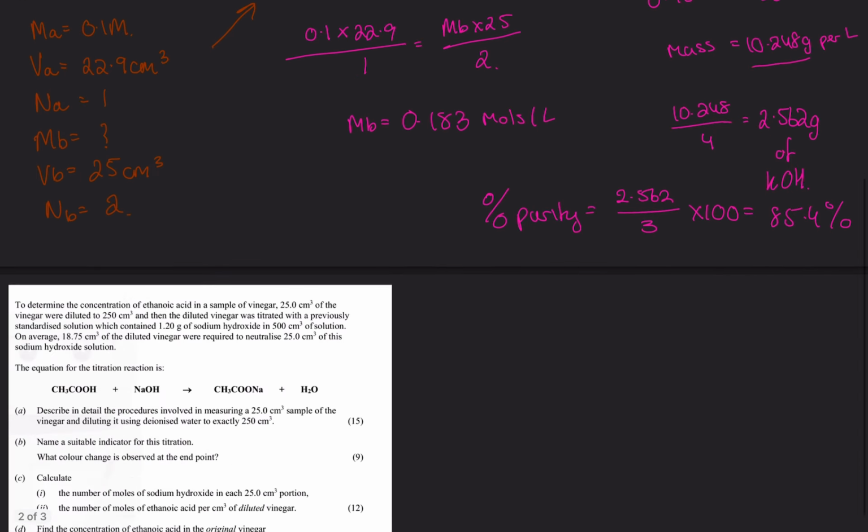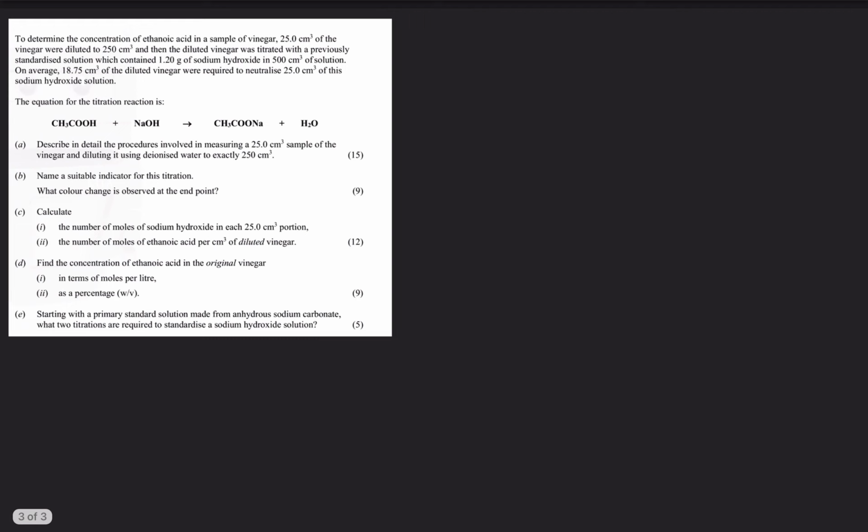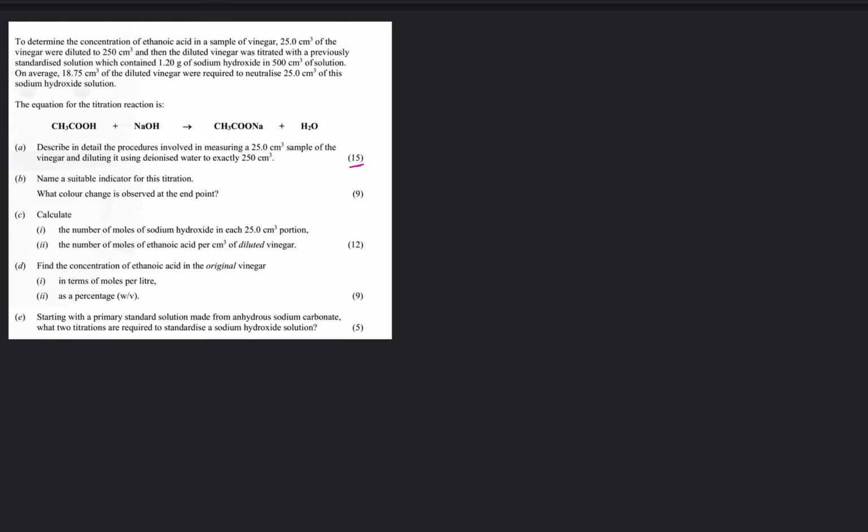Okay, let's take a look at the next one. Again, you can pause, maybe write out what you think is important in the question, and even give it a go. So the first 2 questions are procedural questions. When there's a 15-mark question, you usually know that you should write about 5 points, all at 3 marks each. But you can write a paragraph and just go into detail of what you did to actually make up the solution.